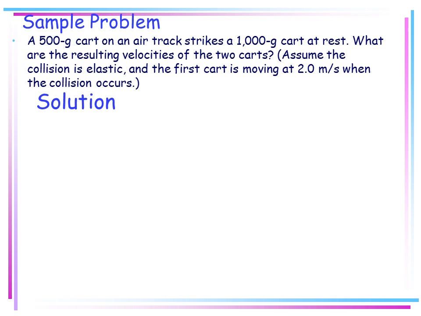So here's something now with numbers. We've got a 500-gram cart on an air track striking a 1,000-gram cart at rest. We want to know what the resulting velocities of the two carts are, assuming an elastic collision, and the first cart is moving at 2 meters per second when the collision occurs. Now, an air track is like the carts and ramps that you have in class, but the carts are actually floating on air. I have a large one, but it's really loud, and I would only bring it out for demonstrations, because I have to shout at you to show you what I'm talking about.